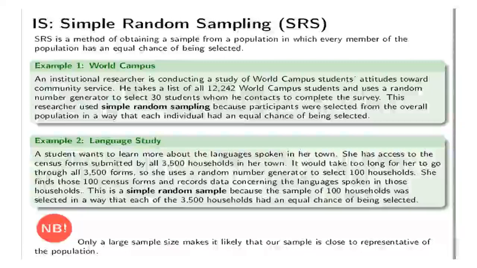sampling. So we need to note at the bottom of the slide that only a large sample size makes it likely that our sample is close to representative of the population. SRS is only applicable if we're dealing with a large population.